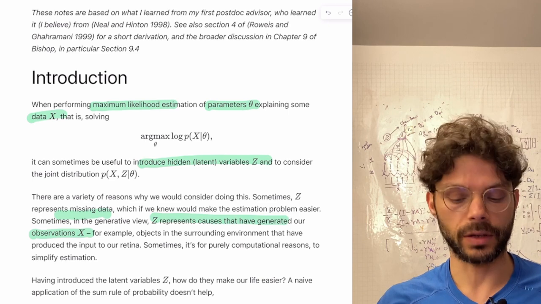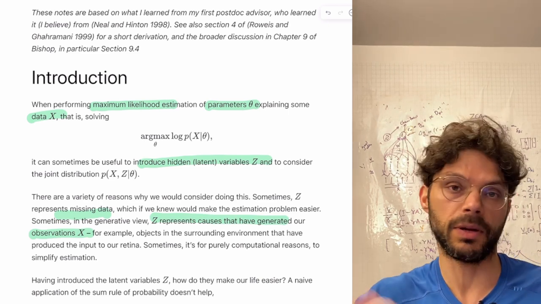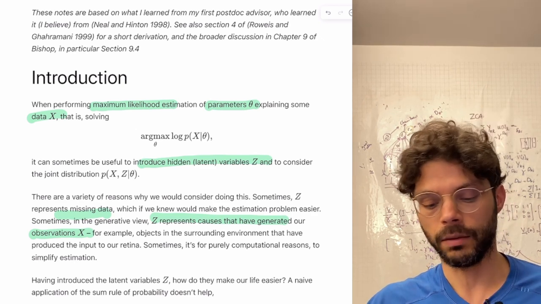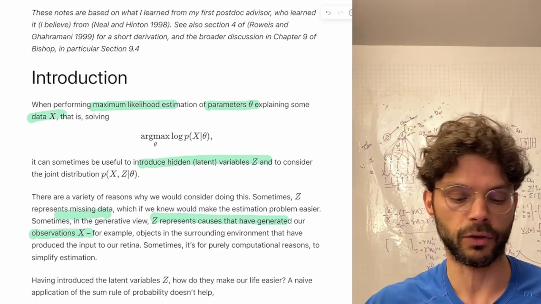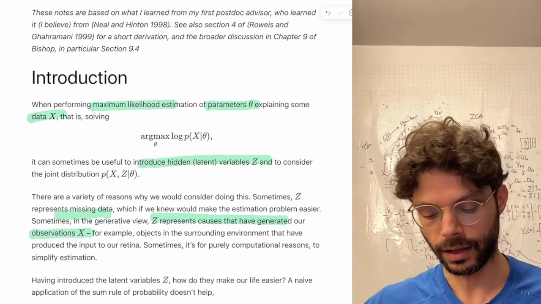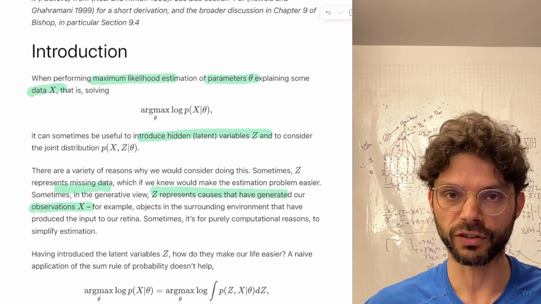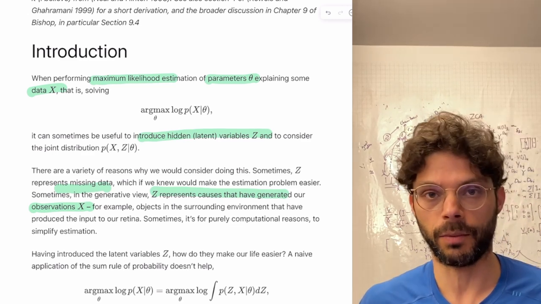And then sometimes it can just be for purely computational reasons. Maybe you can get a better estimate, maybe it's easier to estimate if you guess some distribution on Z and work your way up. So either way, we're going to introduce some latent variables into the problem.